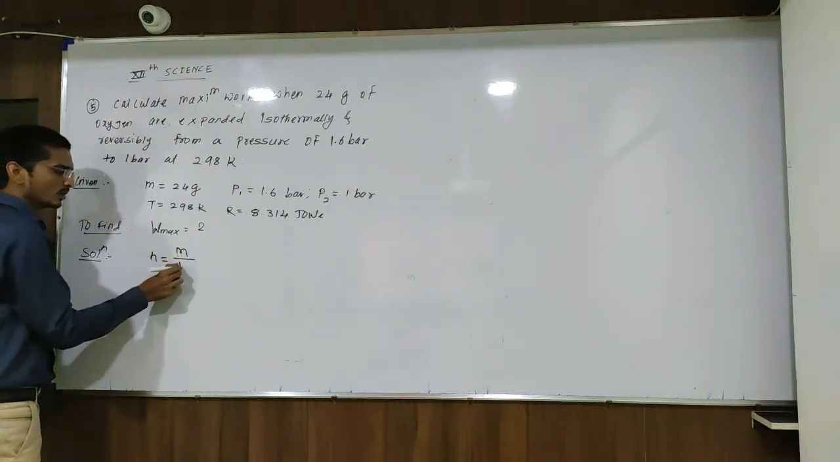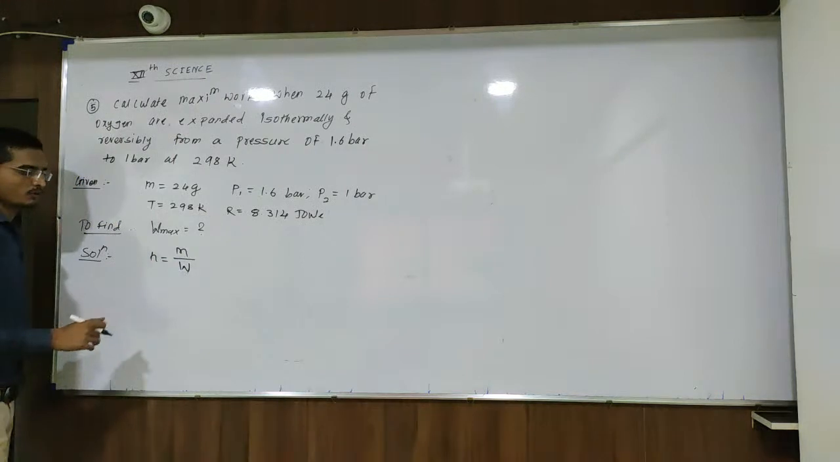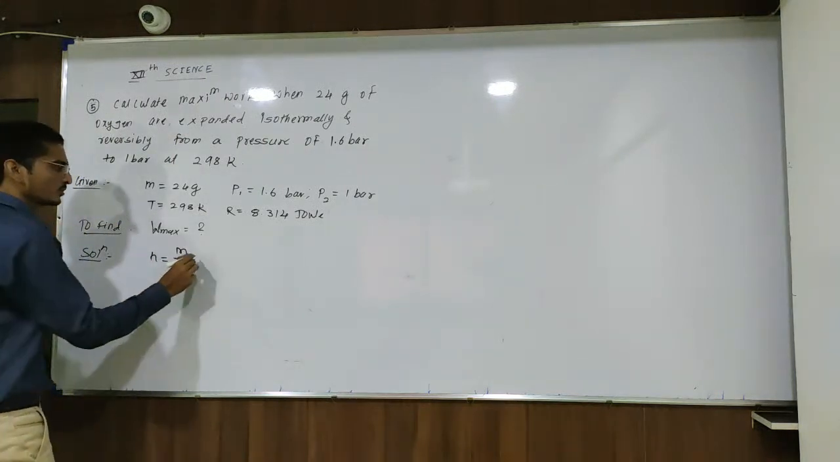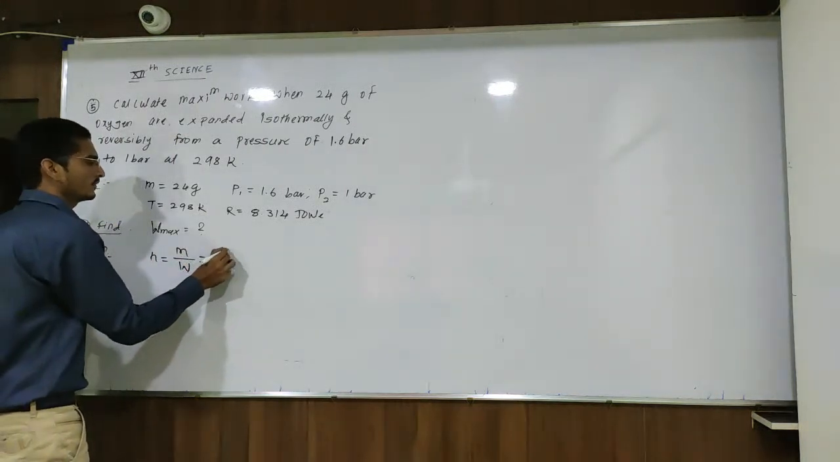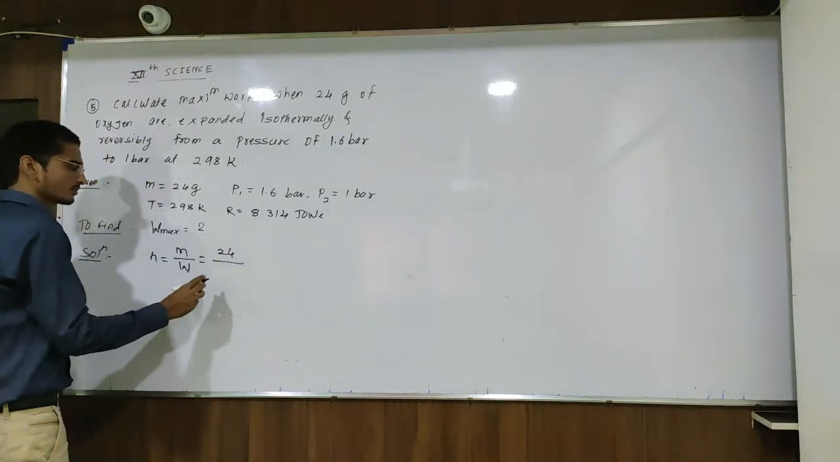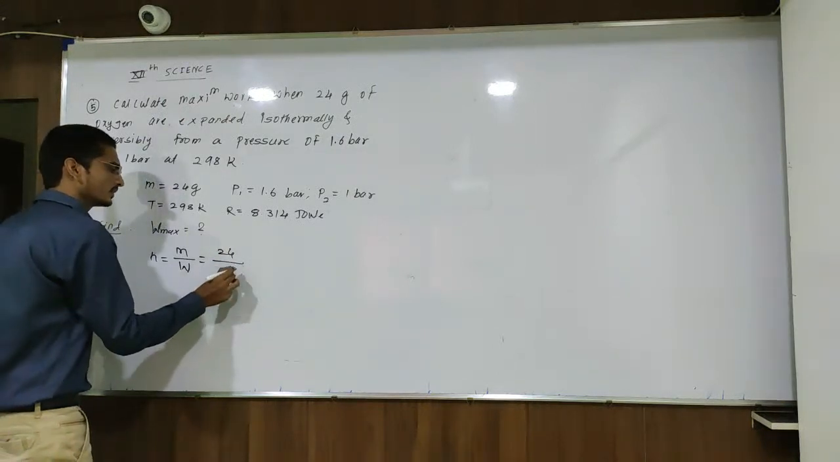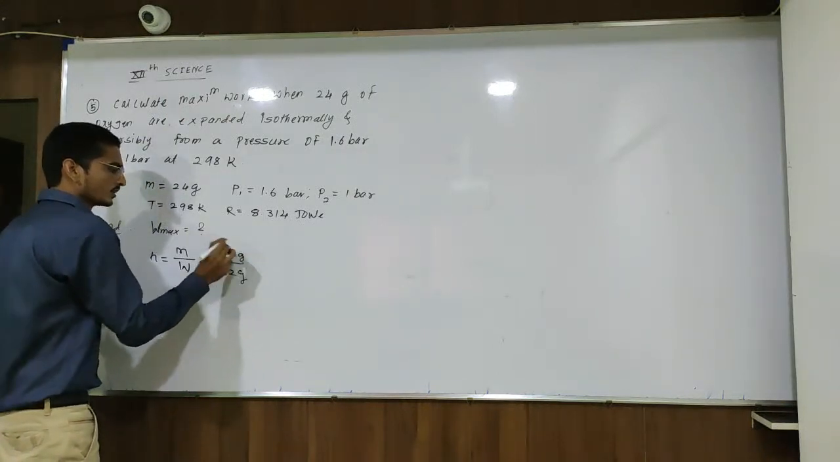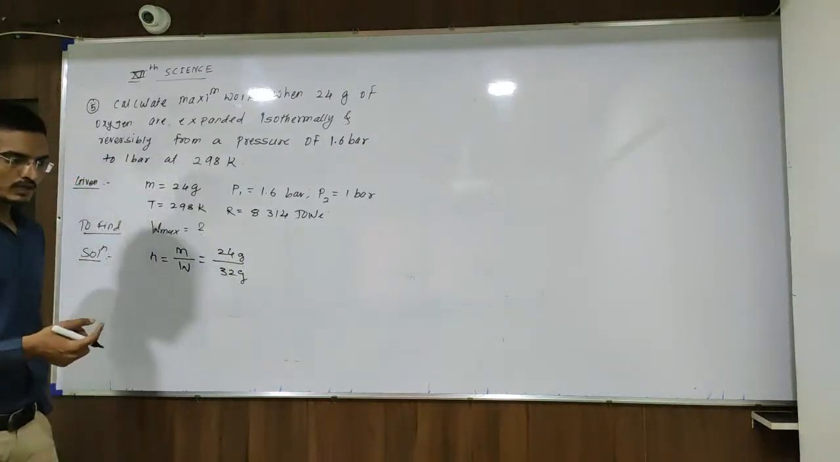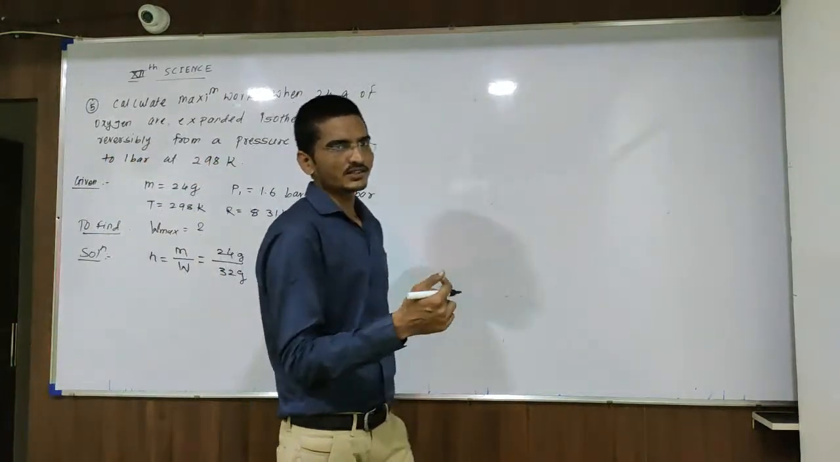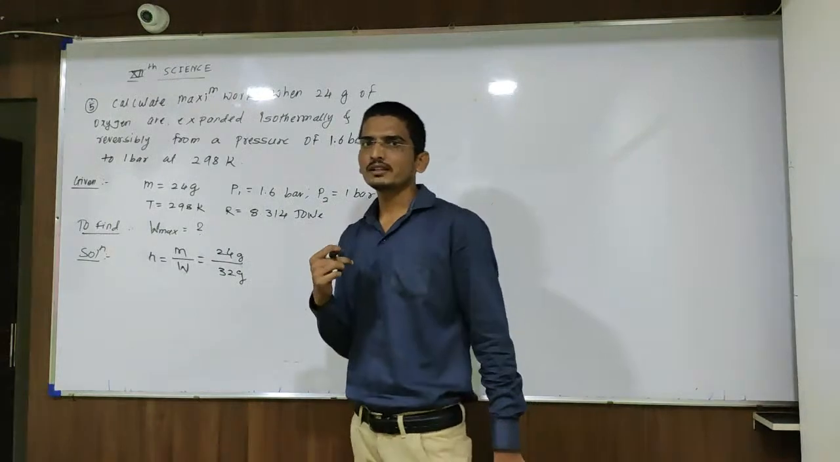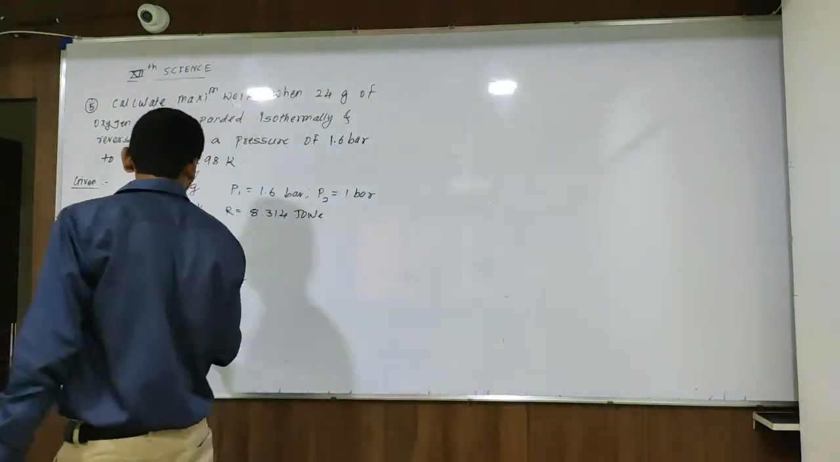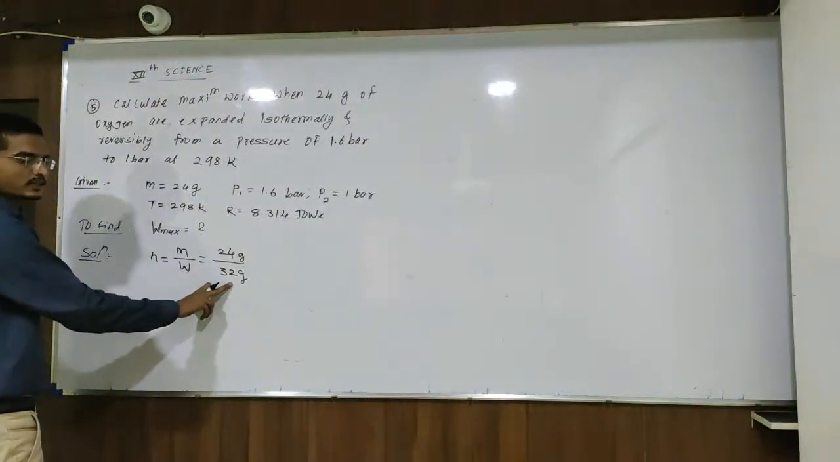Given mass m. So what is the weight here? Atomic weight of oxygen, that is W. So the given mass here is 24 gram, and the molar mass of oxygen, you know how it is calculated, 32 gram. Okay, how is it 32 gram? Because for one oxygen atom there is 16, but in the oxygen molecule there are two oxygens, so that's why 16 multiplied by 2, so that's why there is 32.